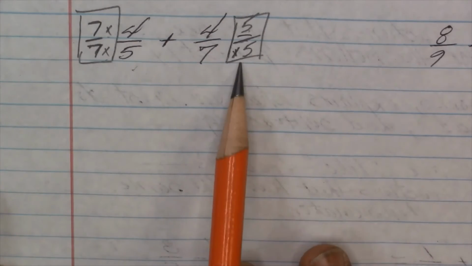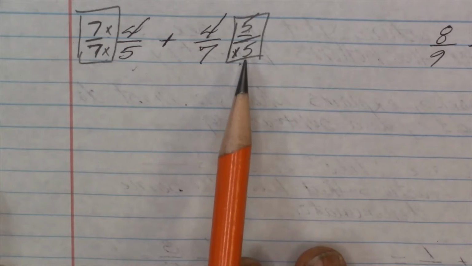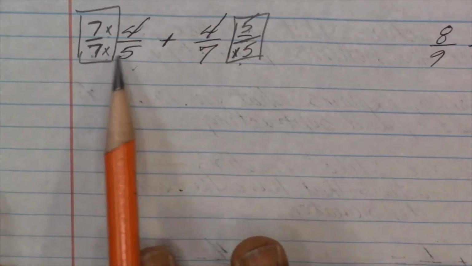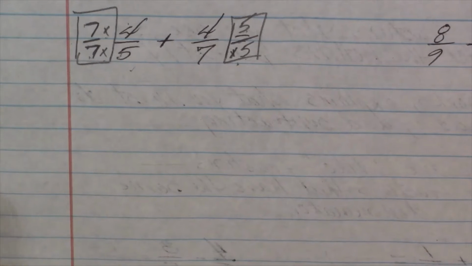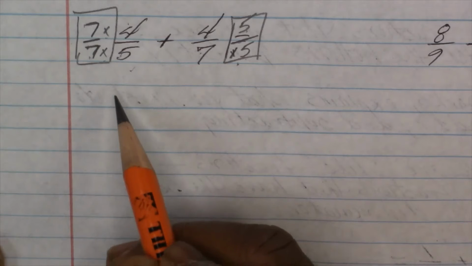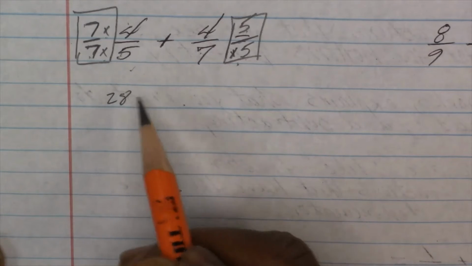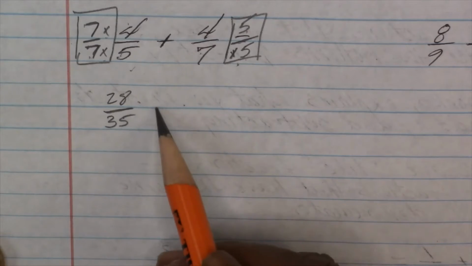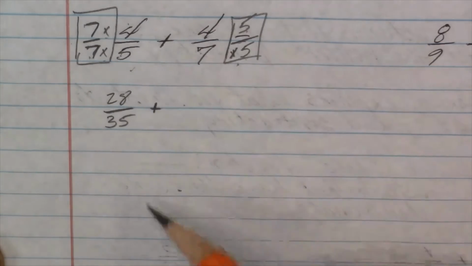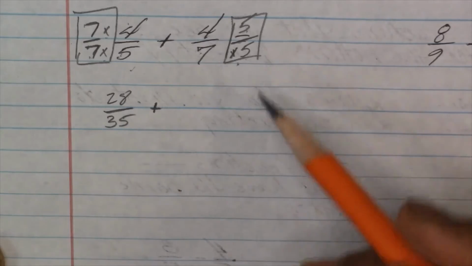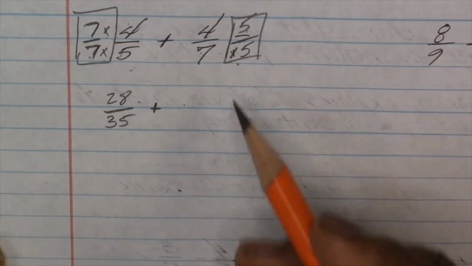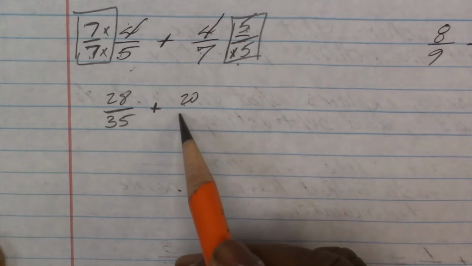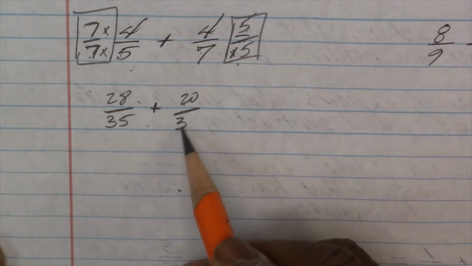The ugly 1, which is this thing right here, reminds me that I need to multiply my numerator and my denominator by the same value so that I rename the fraction. 7 times 4 is 28, and 7 times 5 is 35. And I bring down my plus sign, and I like to work directly up under so I can make sure that I'm following what I need to find. 4 times 5 is 20, and 7 times 5 is 35.